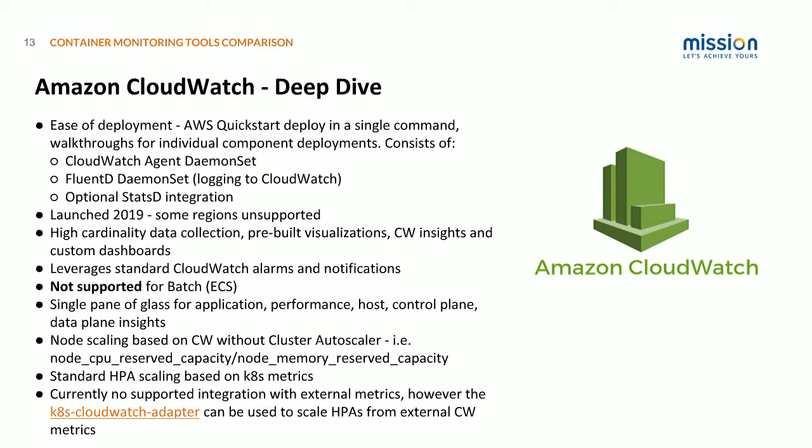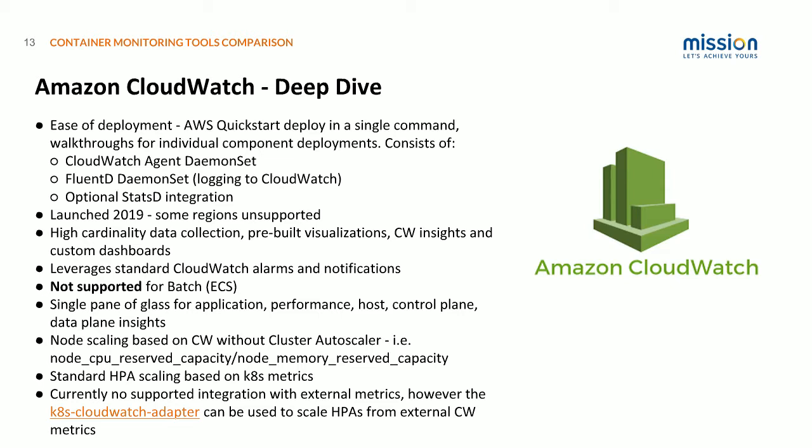As I mentioned in the previous slide, we've got high cardinality data collection, pre-built visualizations and dashboards, the ability to dive deeper into that using CloudWatch Insights, and create your own custom dashboards based off those insight queries. Again, we can leverage standard CloudWatch alarms and notifications, and we'll show a small use case for that in a moment. While it is supported on ECS, it does not currently run for batch jobs, so that is one caveat.